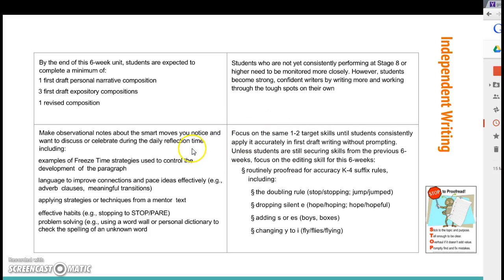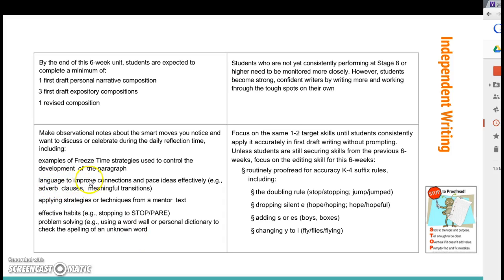Here are some of the different things as you walk through in the independent writing time. As you're walking through, you're looking for examples of that freeze time strategy. If you have not incorporated freeze time yet, if you're really struggling with that, give me an email and we'll try to figure out how we can model freeze time for you to get that rolling in your classroom. Because when you do freeze time, you're going to see that you're going to teach grammar and all those effective strategies that you need to.